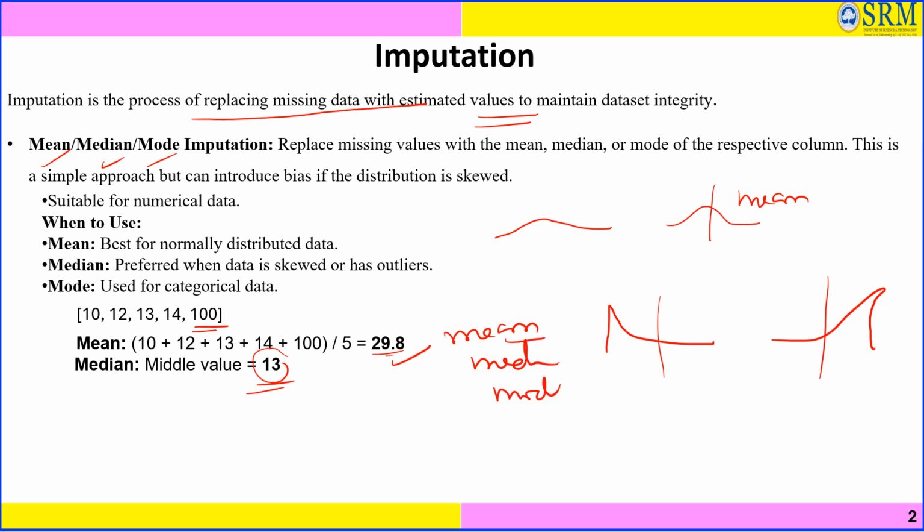So when to use median? When you have any outlier in the data or when the data is skewed. This is called skewed. When the data is skewed or when the data has outliers.